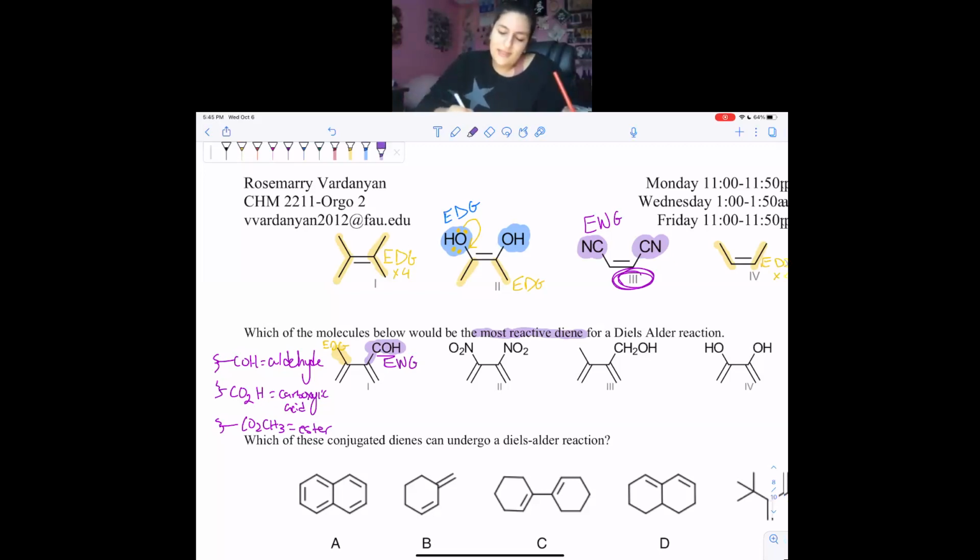NO2! What do we think? And would anyone like me to draw NO2 so they have an idea what it looks like? Electron withdrawing. Ooh, we got some. Okay. I will draw it out because I think once you see it drawn out.